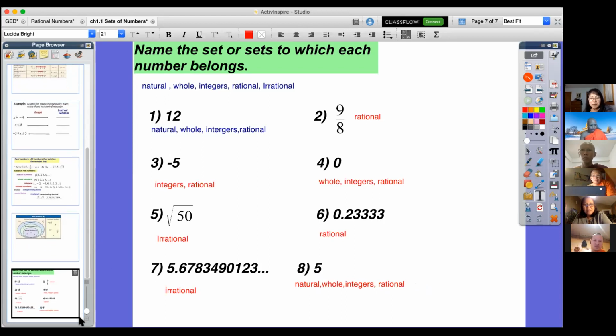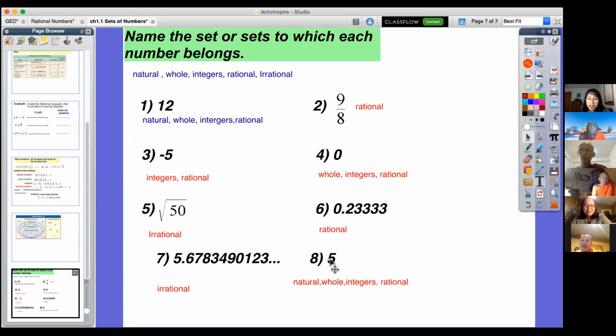Okay, I'm done. Put your passage up. Number 8, 5, what kind of number is that? Never mind. Do you want to add asking them whether it is prime or even or odd? Is 5 even or odd?